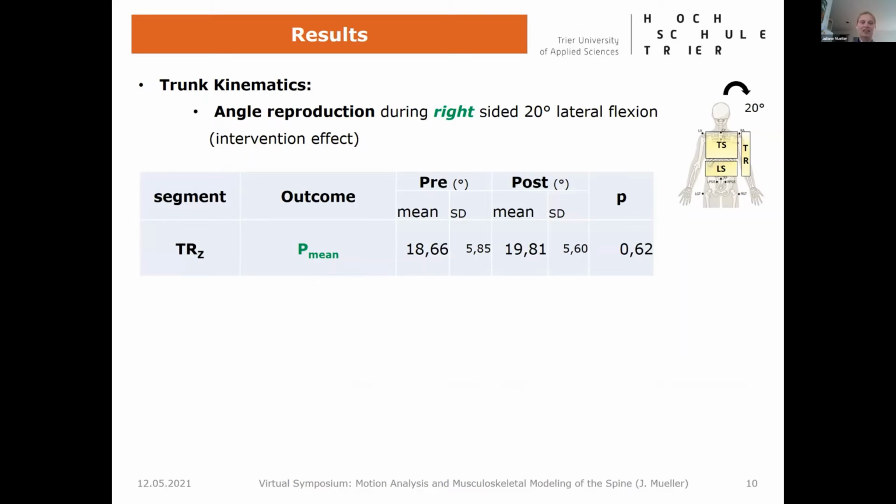Taking a look at the angle reproduction, we firstly analyzed the results of the preparation trials. During the preparation trials, the target angle of 20 degrees was positioned manually by a physiotherapist by use of a handheld goniometer. And the analysis of the preparation trial shows that not always the 20 degrees of the target angle were reached. Therefore, an individual normalization to the preparation trials is the consequence for our data analysis.